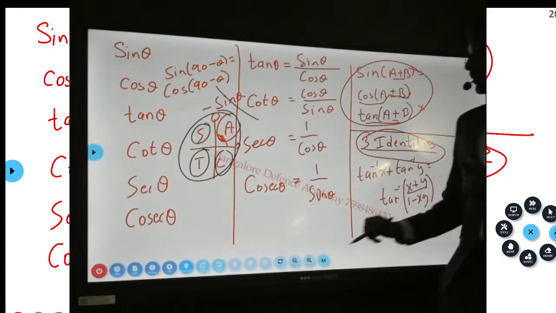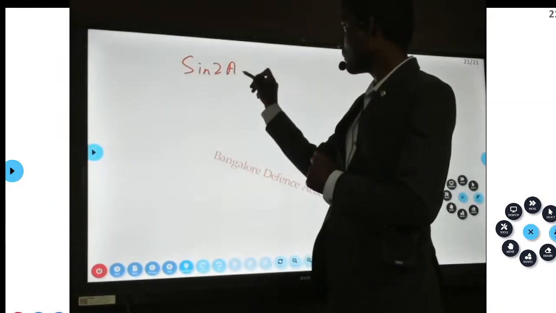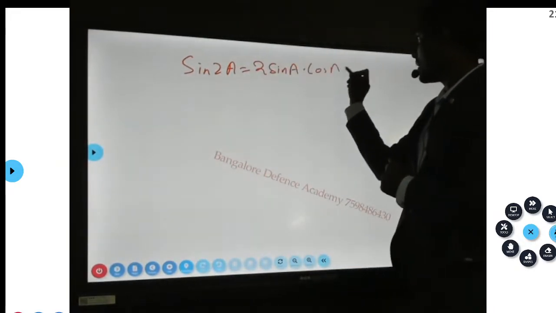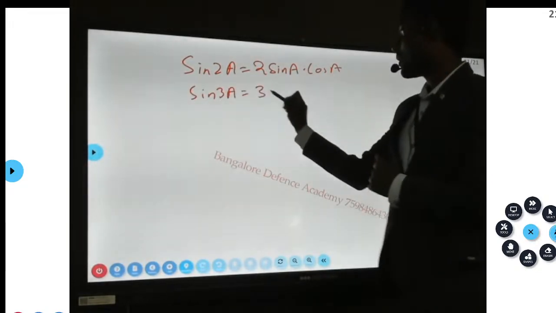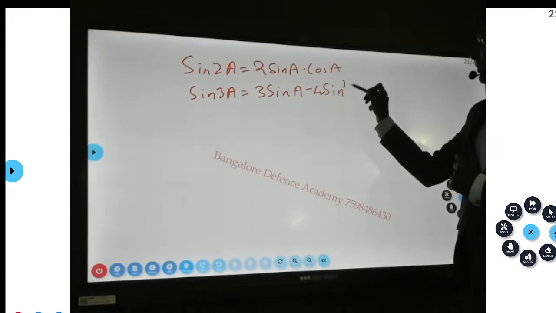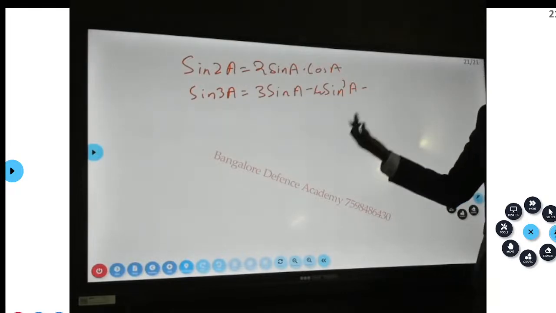Okay, then you have sin 2a. What is the formula for sin 2a? 2 sin a into cos a. Next, sin 3a. 3 sin a minus 4 sin cube a. See, these are very basic formulas. Okay? In your exam, they will ask you a little higher.